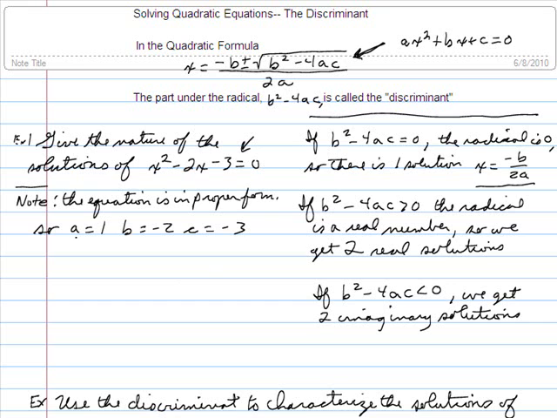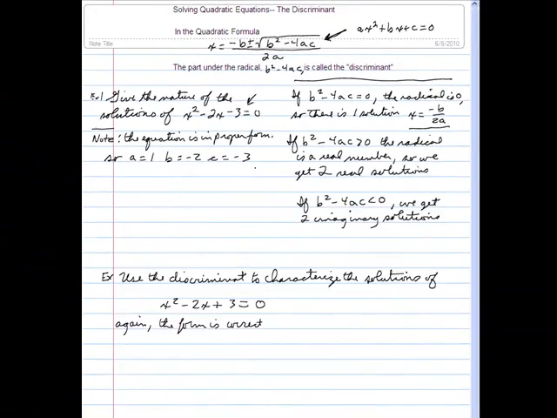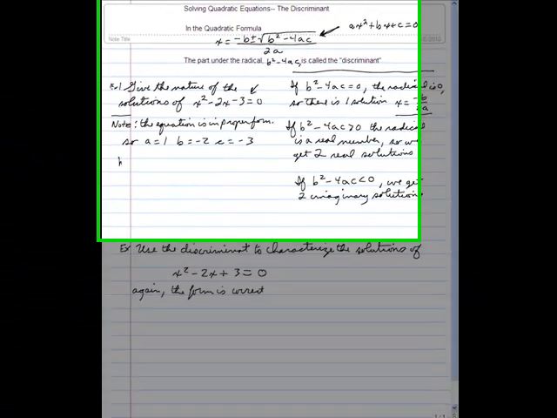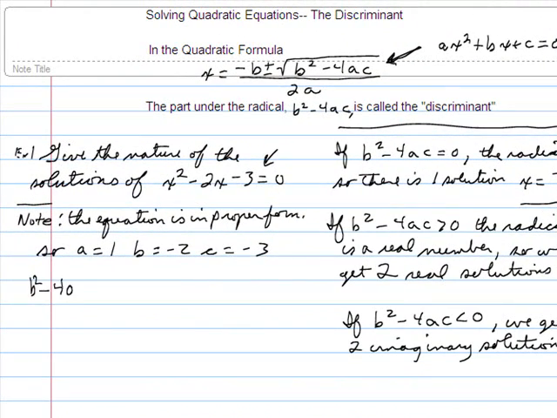A multiplies x squared, so a is 1. B multiplies x, so b is negative 2. C is the constant, so c is negative 3. With that in mind, we can now calculate b squared minus 4ac. Since I've got some negatives here, I'm going to do that with empty holes. There's b squared minus 4ac. Now I just plug the appropriate numbers into the empty holes. b is negative 2, a is 1, c is negative 3.